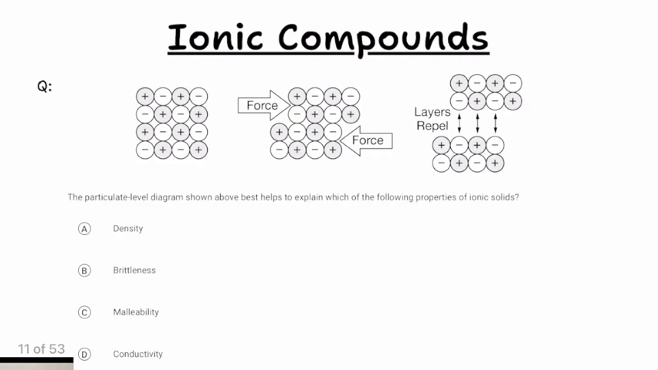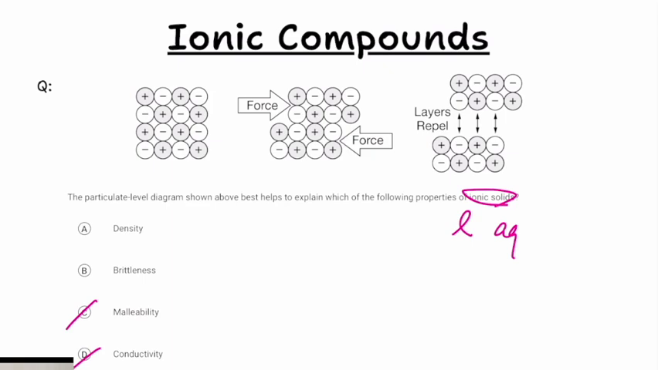Next, the particle diagram shown above best helps to explain which of the following properties of an ionic solid. Malleability and conductivity are not properties of ionic solids. Remember, ionic compounds are good conductors of electricity only when they're in the liquid phase or the aqueous phase. So not C, not D. And A, density, B, brittleness.